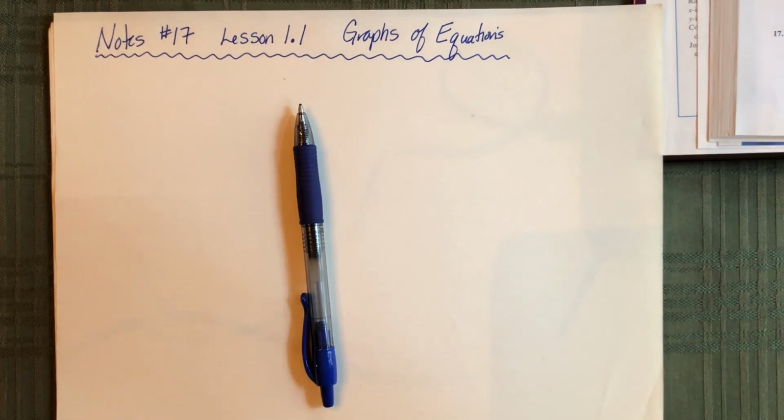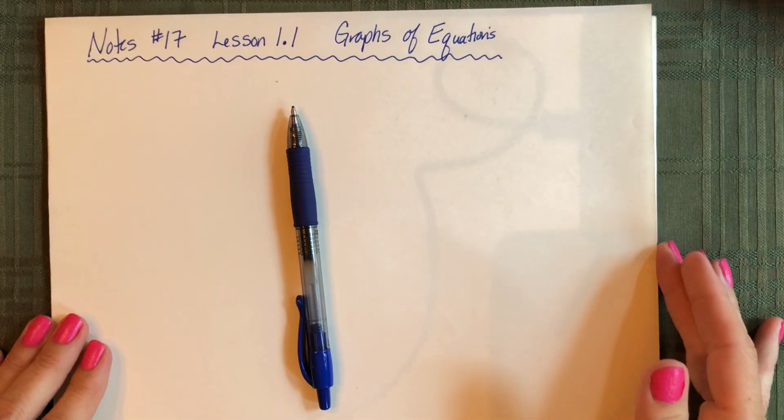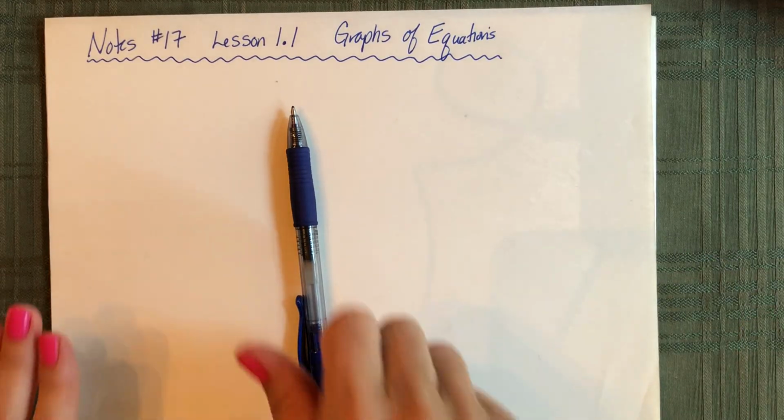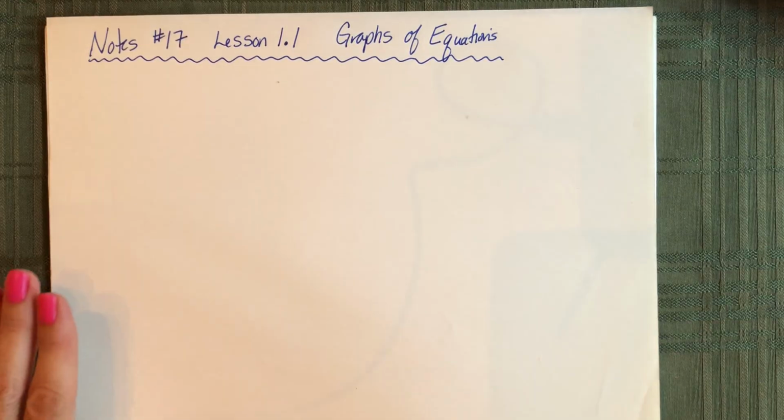We're on notes number 17 today, lesson 1.1. We're going to talk about graphing. Now think about why we graph. What's the reason we graph? Is it just because we like to draw pictures? Well, actually, we graph because we have so many different solutions. We want to show our reader all the different possibilities that we have for our solutions.